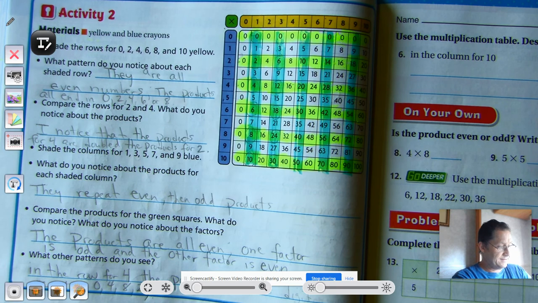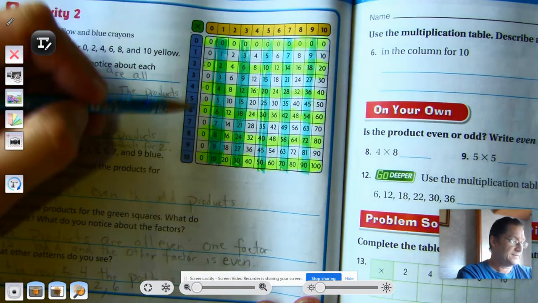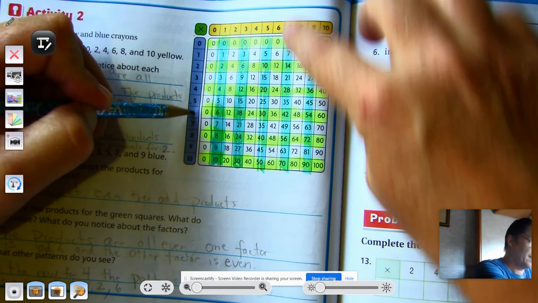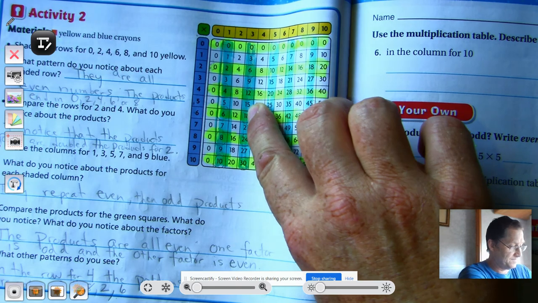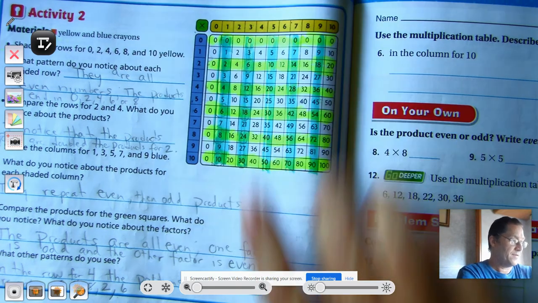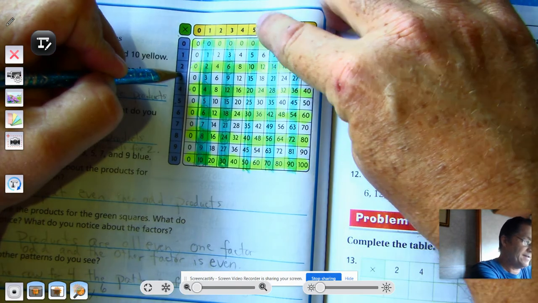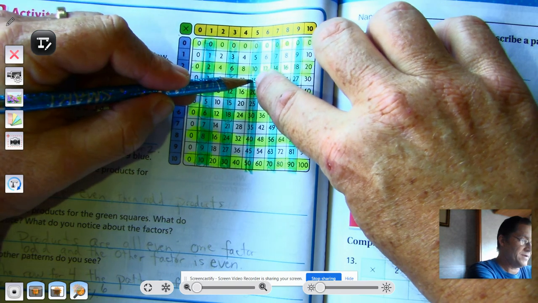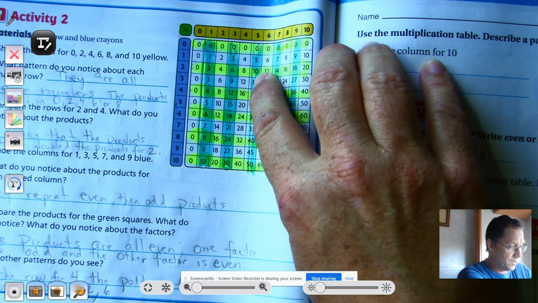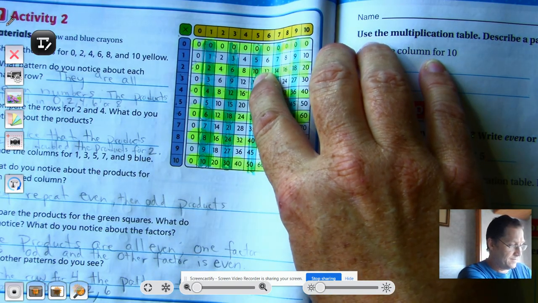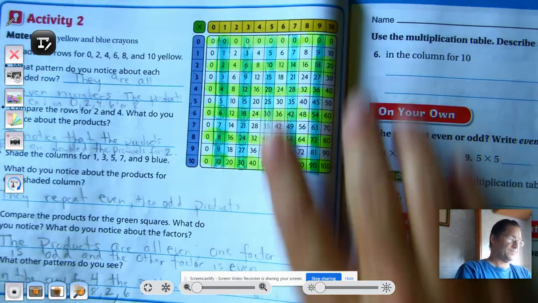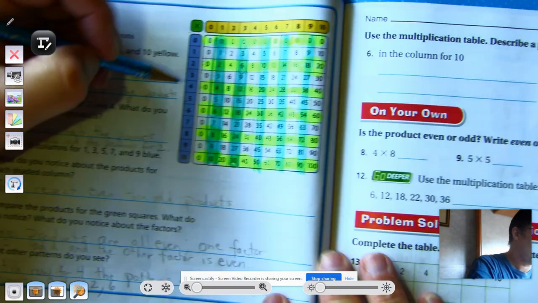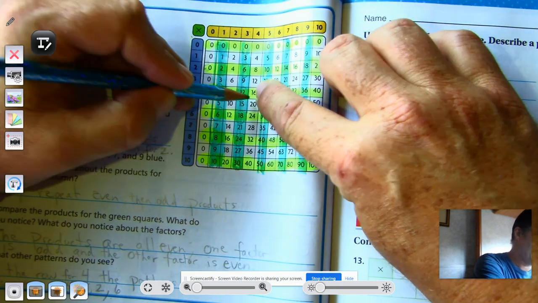6 is even, 3 is odd. 6 and 3, and where they meet, I get even. 3 and 5, and where they meet, I get an odd. So odd and odd gives me an odd product. 4 and 4 gives me an even.